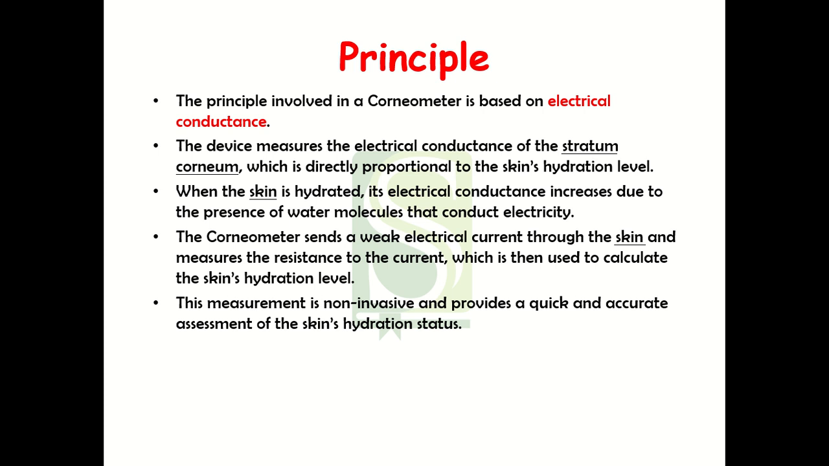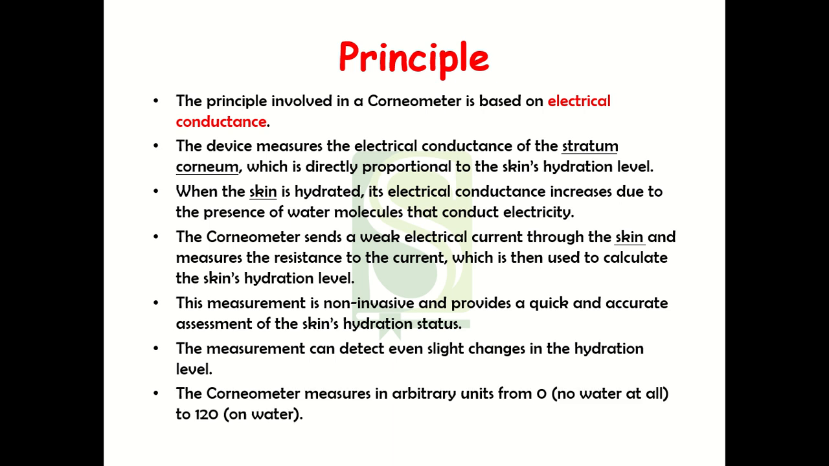So this is the major advantage, that the measurement is non-invasive and it is going to give you a quick and accurate assessment of the skin's hydration status. The measurement can detect very slight changes in the hydration level. So this is important when you are evaluating any type of moisturization cream or lotion. The corneometer is going to measure in arbitrary units from 0 to 120. 0 indicates complete dryness and a value of 120 indicates that the skin is well hydrated. These units are called corneometer units.